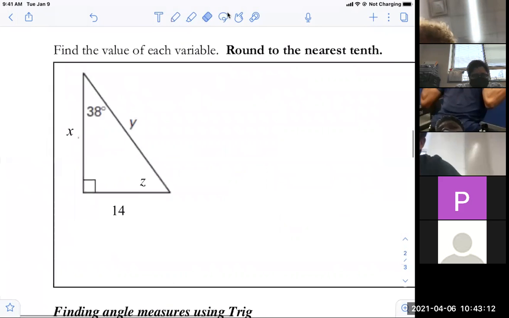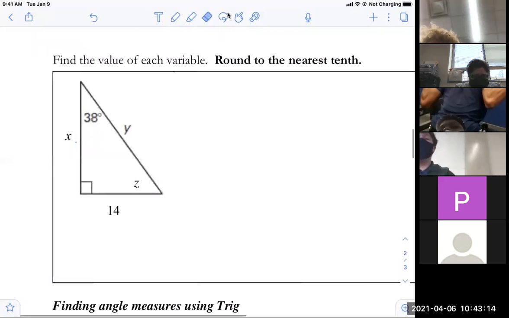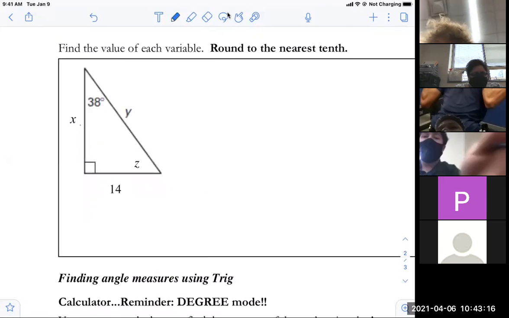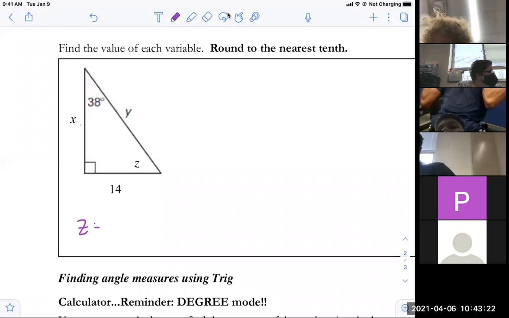Okay, let's go ahead and do one more of these so we get comfortable. What's the fast way to find z? What's the fast way to find z? Izzy, tell me how to get z.